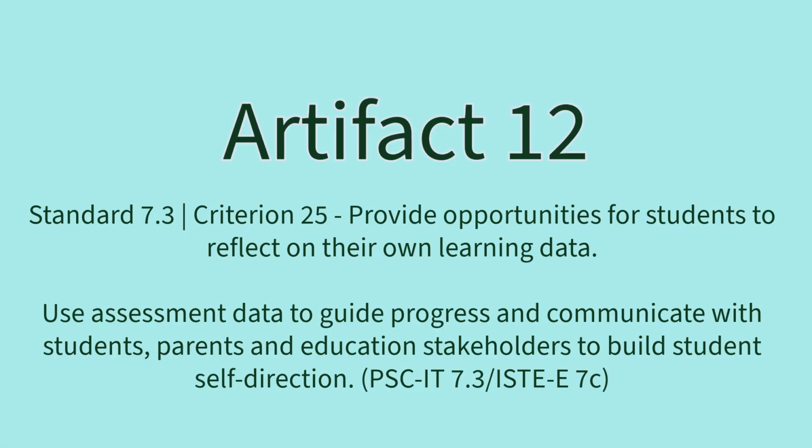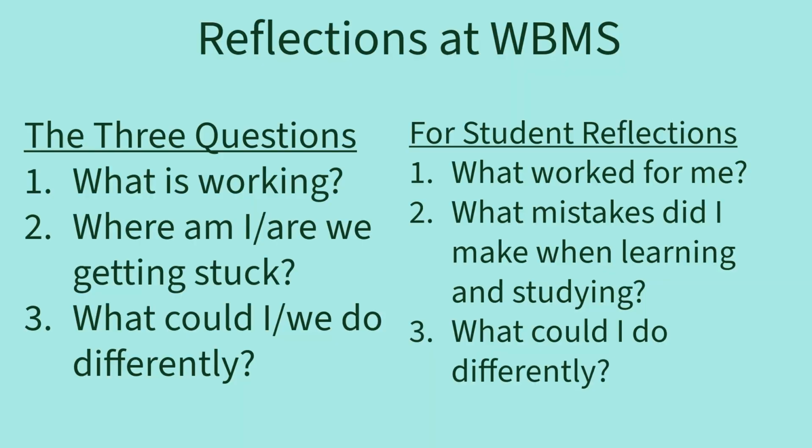Artifact 12 continues with illustrations of how I provide opportunities for my students to reflect on their own learning data. At my school, we have a three-question protocol for reflecting. We start with what is working, then we consider where are we getting stuck, and we finish with thoughts on what might we do differently. Though general in nature, these questions can be used to reflect, troubleshoot, or debrief any problem or situation. And they are adaptable, which is good because seventh graders aren't the best at articulating their thoughts and reflections. So anything I can do to make the expectations clearer is a good thing.